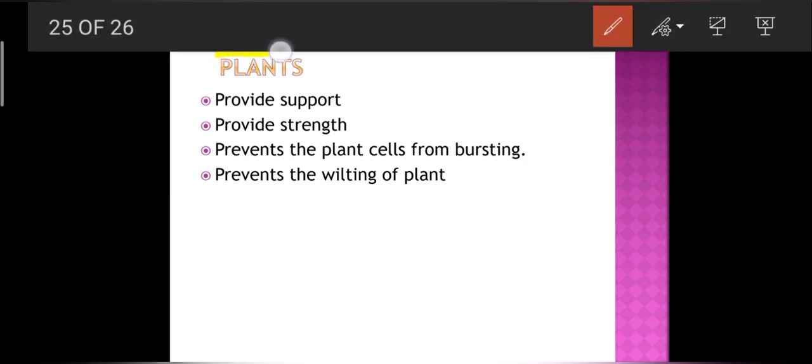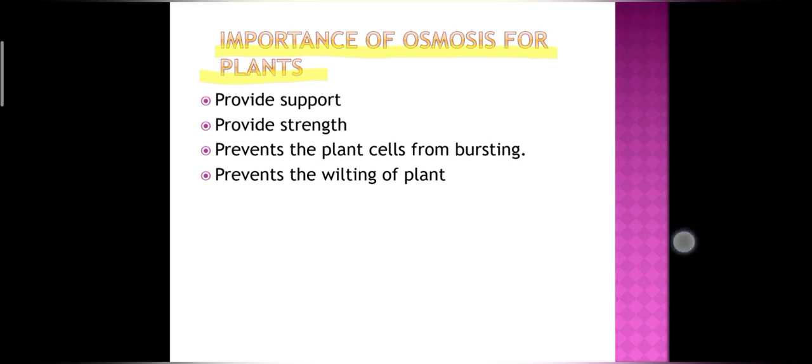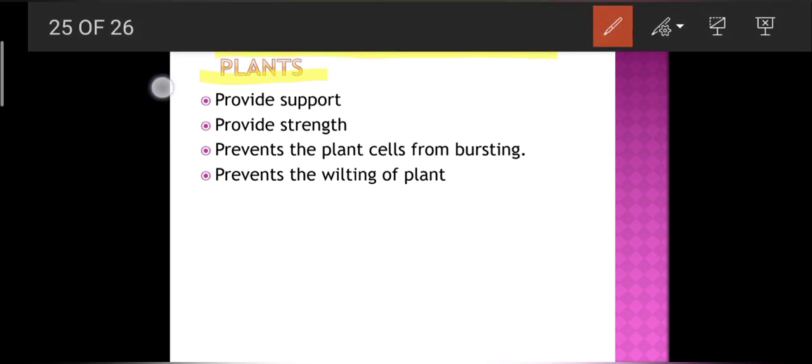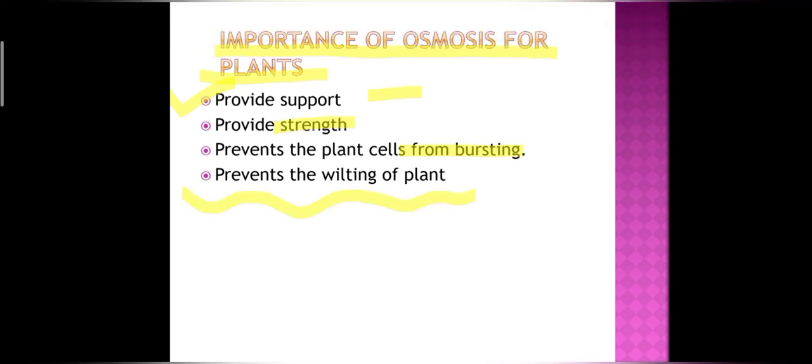What is the importance of osmosis for the plants? So osmosis is a process that provides proper support to the plant. It provides strength to the plant and it prevents the plant cells from bursting, and it also prevents the wilting of the plant.